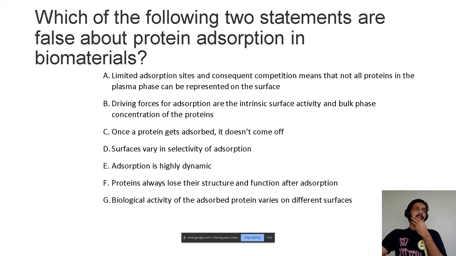So C and D, I guess. Okay. C and F. Okay. Yeah. So once a protein gets adsorbed, it doesn't come off, and F. Yeah, that really doesn't make sense, because there's this phenomenon that goes on where initially there's this protein adsorption and eventually it's replaced by other proteins that are more thermodynamically favored, right? So that's that.